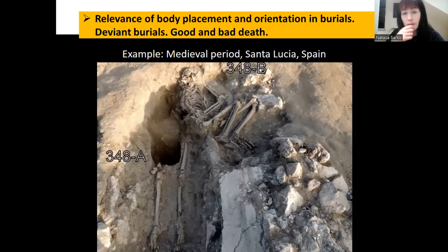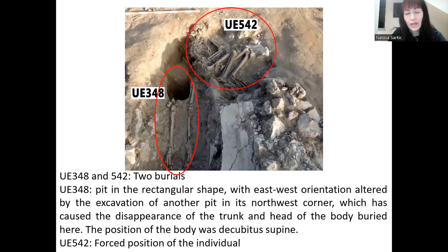So we will look at another example. This is from the medieval period in Spain. The site is called Santa Lucia. We have two burials, right? One is cutting the other, this one cut that one. We have a normal rectangular pit, and for the individual we cannot say a lot about the position of the arms, but we can see extended legs. The orientation is east-west, looking towards the east. So it is the same as any Christian burial, and the same as other individuals in this population.